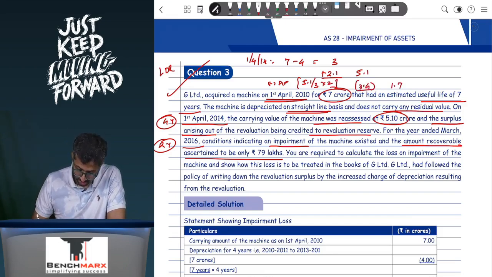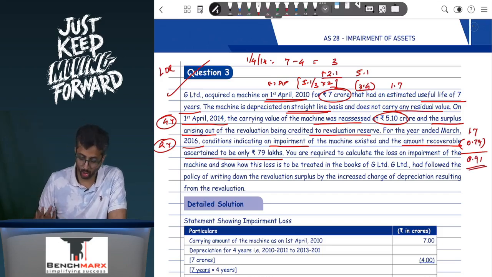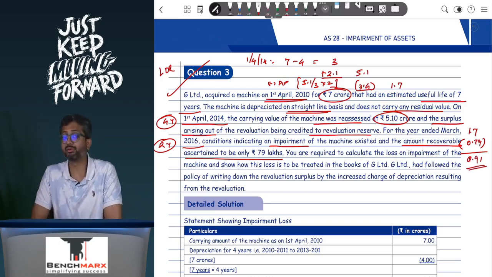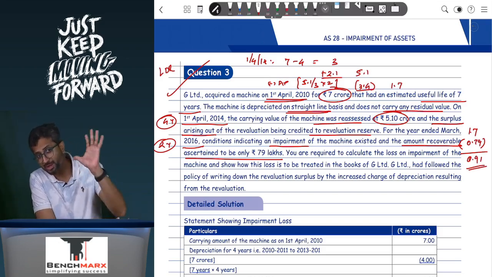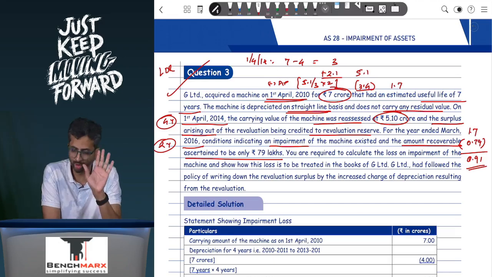And the recoverable amount is 79 lakhs. So this is 1.7 or 0.79, whichever is lower. So 0.79, and hence 1.7 minus 0.79 will come to 0.91, which is your impairment loss, which will go ideally to the P&L account. However, if there is a balance in the revaluation reserve, it will first be adjusted against whatever is the balance in the revaluation reserve and only the excess will go to the P&L.